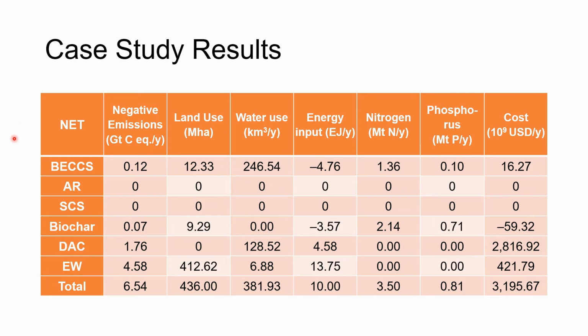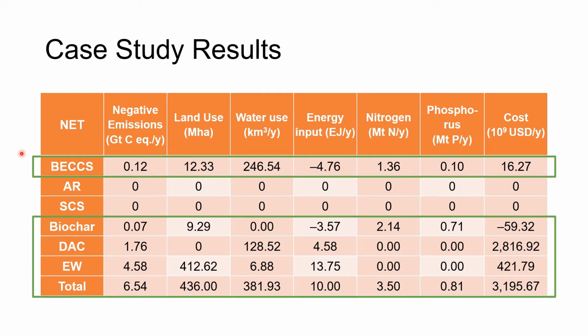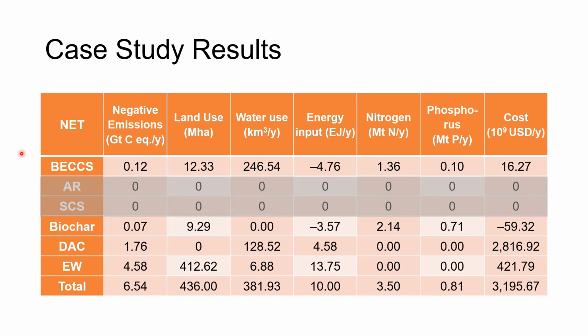Solving the model results in an optimal NETs portfolio as shown. The model only selects the combination of BECCS, biochar, DAC, and EW and leaves out AR and SES in the profile to achieve the negative emissions target, which is 6.54 gigaton carbon equivalent per year. Among the NETs selected, EW has the highest and biochar has the lowest allocated capacity. All the resource constraints are maximized except for water use and phosphorus requirements, which are below their respective limits. And the total cost to achieve this scenario is $3,195 billion per year.